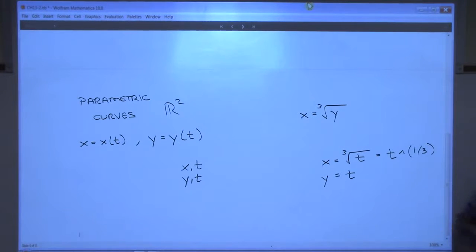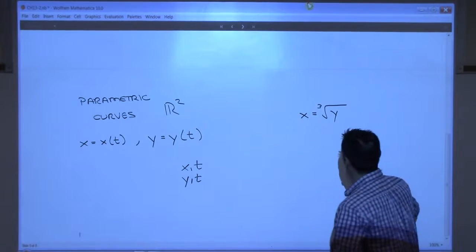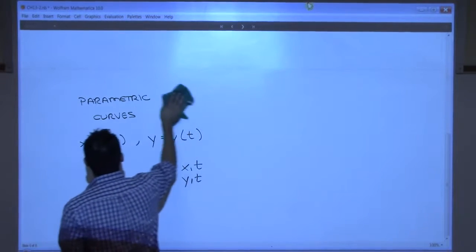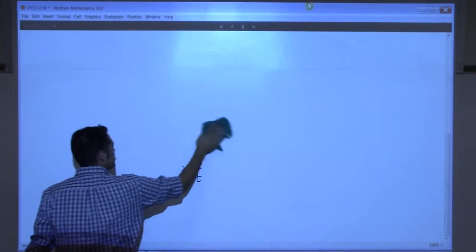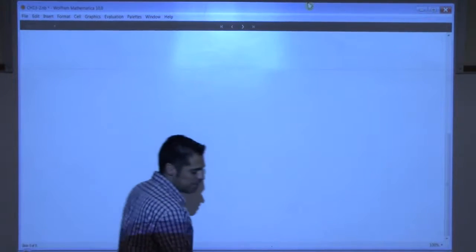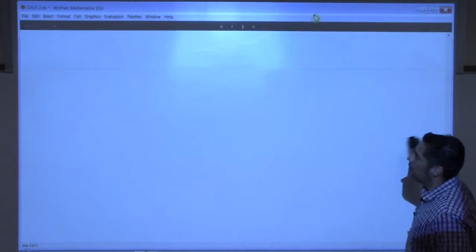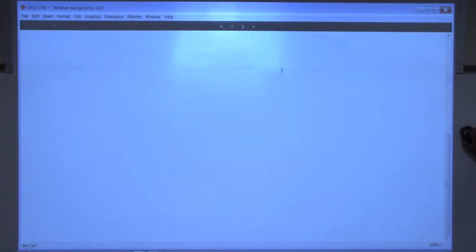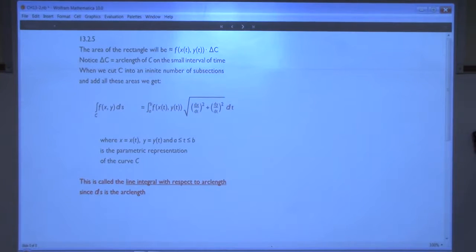So parametric mode is more powerful than function mode because you can do both functions of x and functions of y, and things that are neither functions of x or y, like circles. All right. So parametric curves are a nice way of drawing curves that extends past functions of x and y to things like circles. So let's talk about the area of that curtain now.